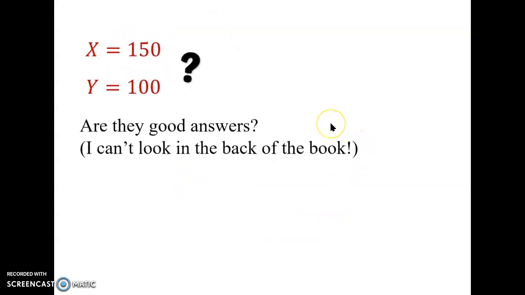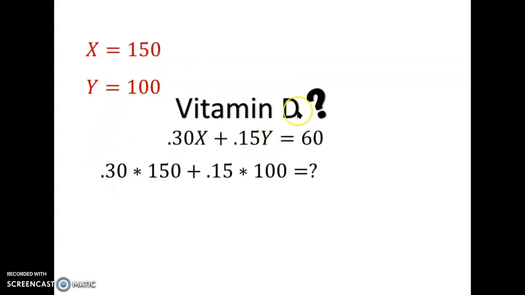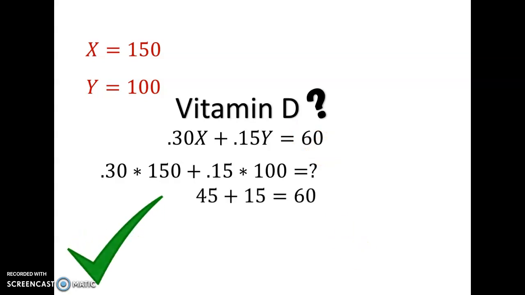So are these the answers I'm looking for? This book didn't have this particular problem in the answers in the back of the book. So I went to the second equation, not the vitamin A, but the vitamin D, substituted x and y both in, simplified, and yes, they both work.